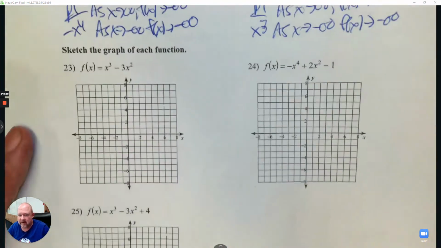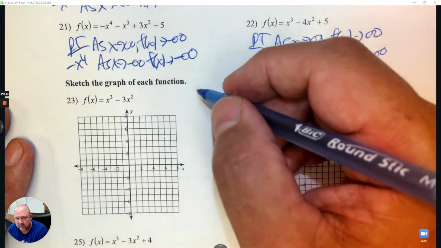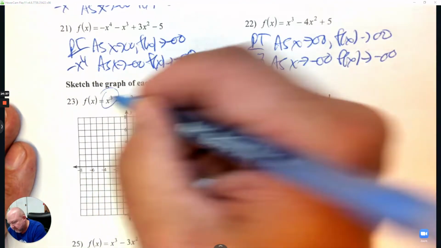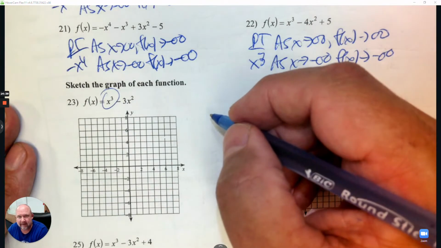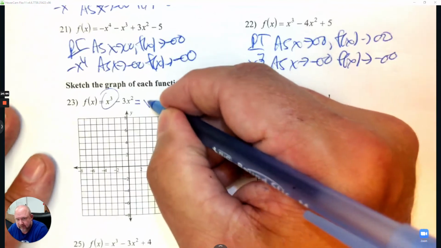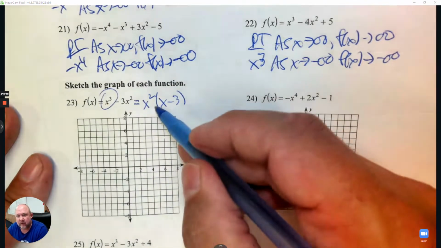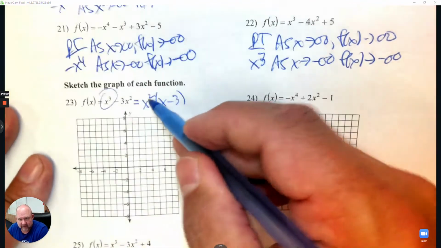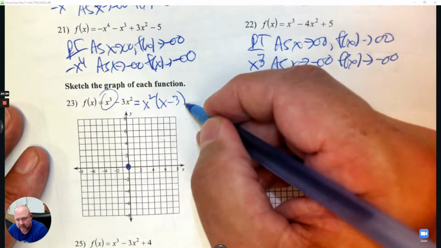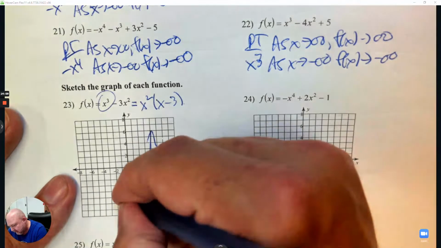Next, can you graph a polynomial? So what am I looking for? I'm looking for zeros and I'm looking for end behavior. So I just did end behavior. So this tells me the right end goes up and the left end goes down. To find the zeros, I'm going to factor it. So I'm going to factor out an x squared. And so each factor gives me a 0. So x squared, it's 0. And x minus 3, it's 3. Those are your zeros, and I know the right end goes up and the left end goes down.